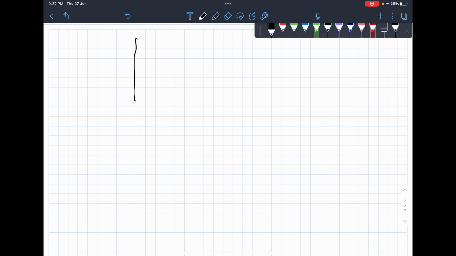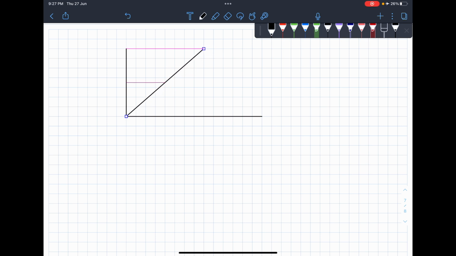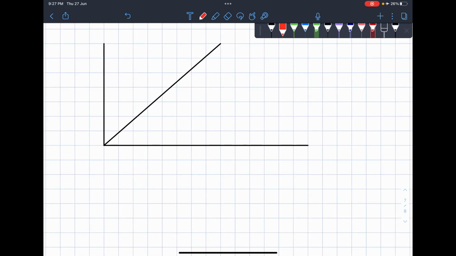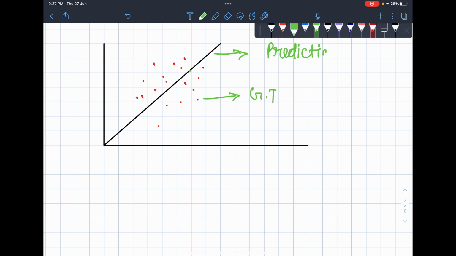What we did actually was that we had a prediction line, and we had some data points. We named this the ground truth. This is the prediction that our model has made. This is the predicted line. This is the prediction line.